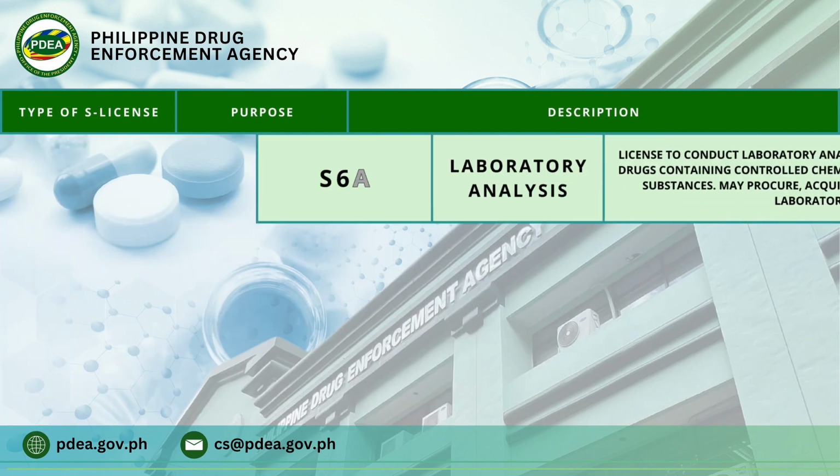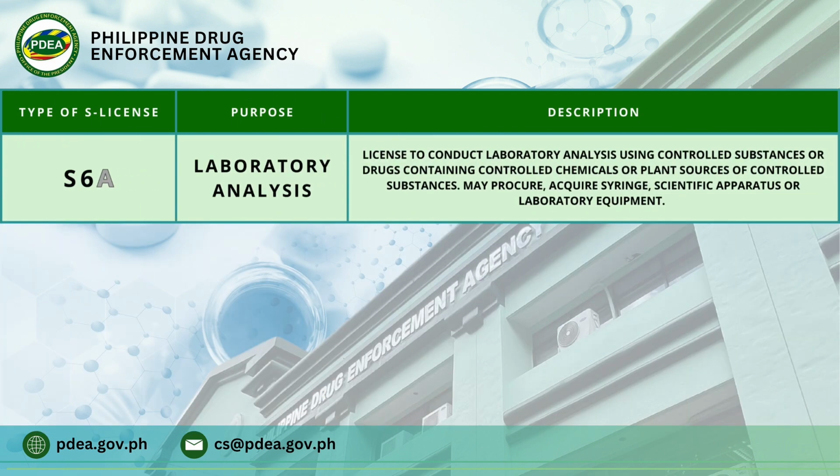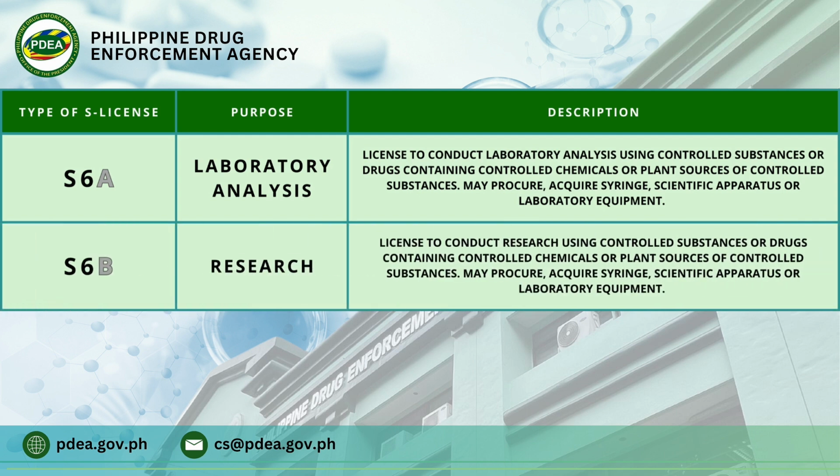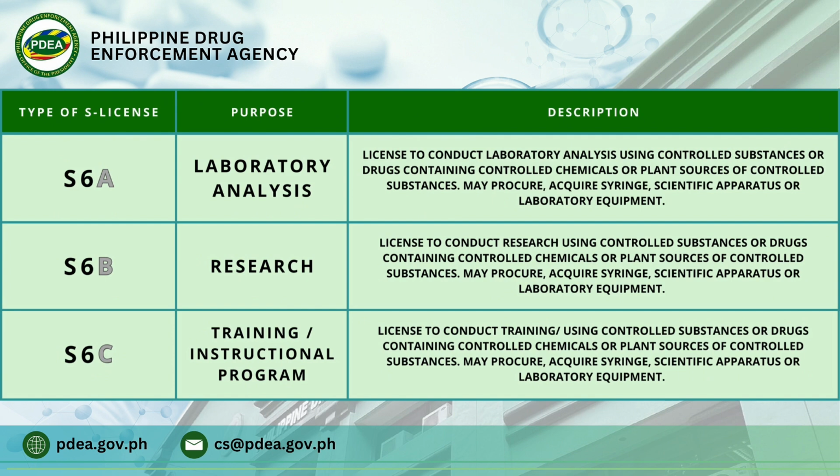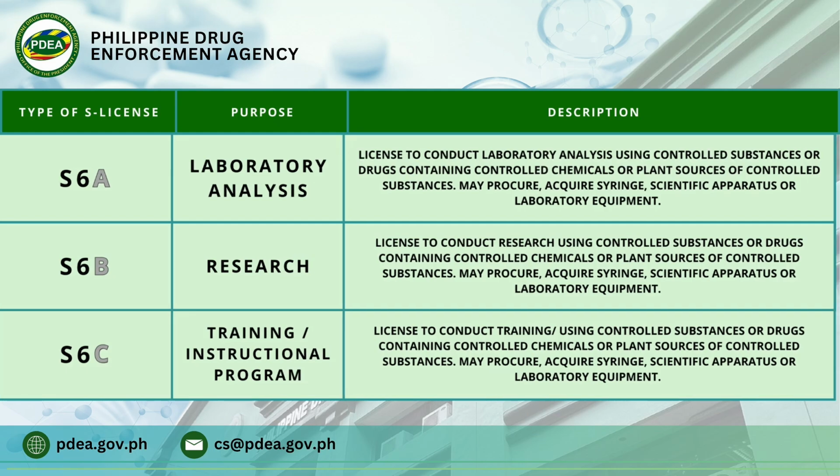license holder. The S6A license is the license that authorizes the performance of laboratory analysis using controlled substances or drugs, while the S6B license authorizes the conduct of research using controlled substances or drugs containing controlled chemicals or plant sources of controlled substances. Lastly, the S6C license is the license given to conduct training or instructional program using controlled substances or drugs containing controlled chemicals or plant sources of controlled substances.